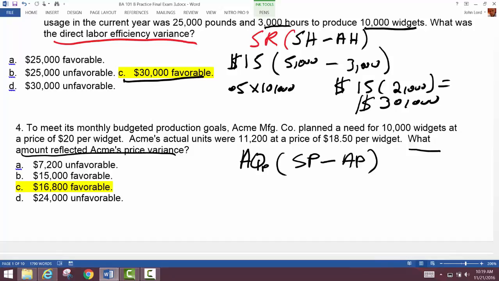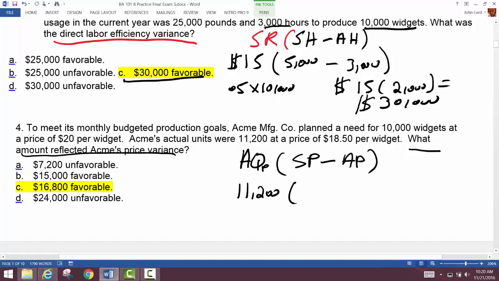Okay, good. And so my actual quantity purchased is going to be what? What do they want here? To meet its monthly budgeted goals, planned a need of 10,000 widgets, a price of $20 per unit. Actual units were 11,200 at a price of $18.50 per widget. I'm guessing it's the materials. This is kind of a poorly written question. But so what's my actual quantity? 11,200.